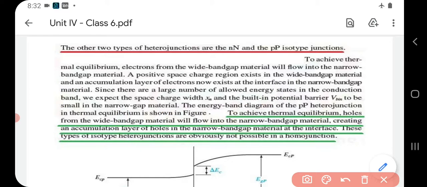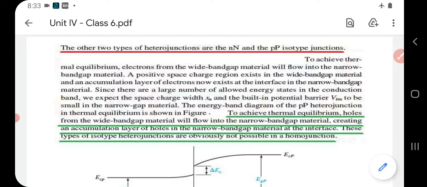Now to achieve thermal equilibrium, we know electrons from the wide band gap material have to flow into the narrow band gap material. Then a positive depletion region will exist in the wide band gap material, and a collection of electrons will now exist at the interface in the narrow band gap material. Since the number of allowed energy levels is high in a conduction band, we expect that the width of the depletion region and also the potential barrier will be small in the case of a narrow band gap material.